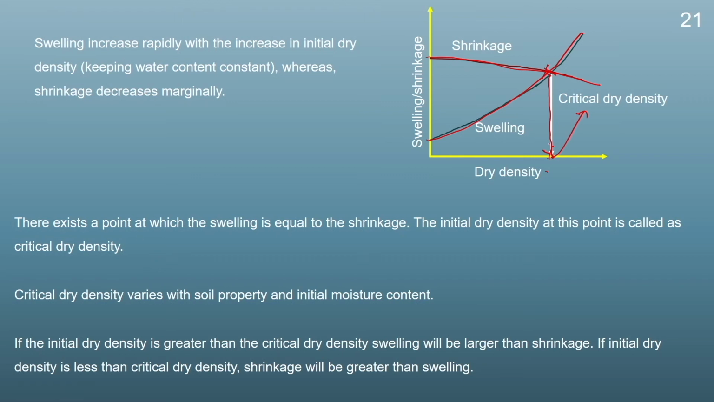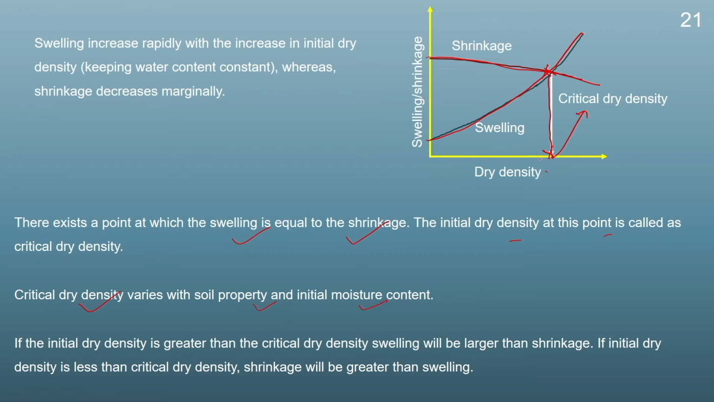At critical dry density, the swelling of the soil will be equal to the shrinkage, and this initial dry density at this point is known as the critical dry density. The critical dry density varies with the soil property and initial moisture condition.